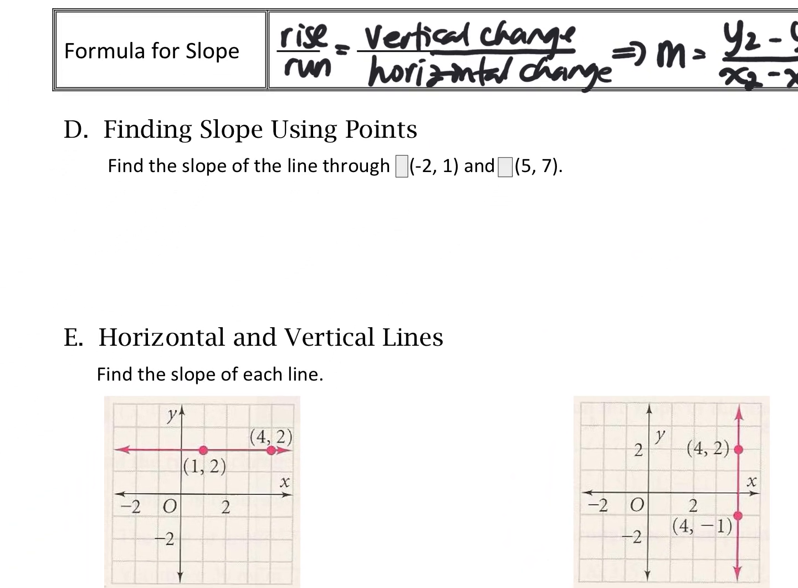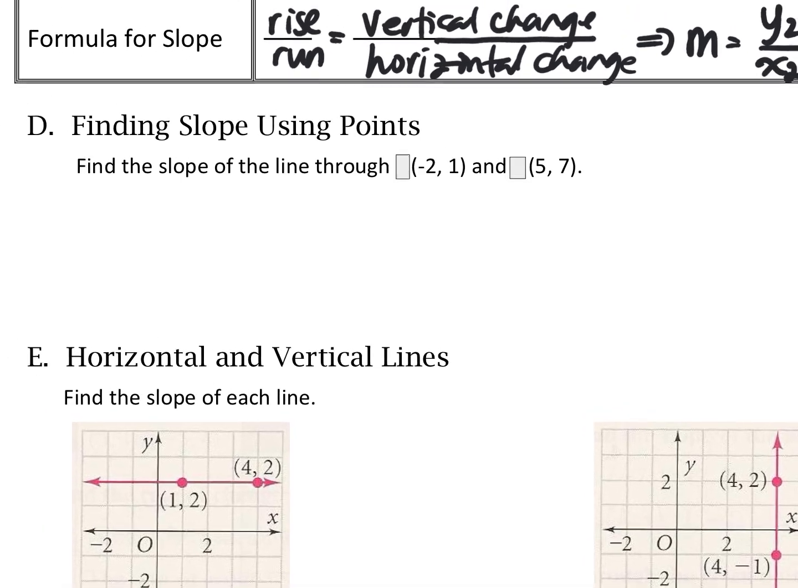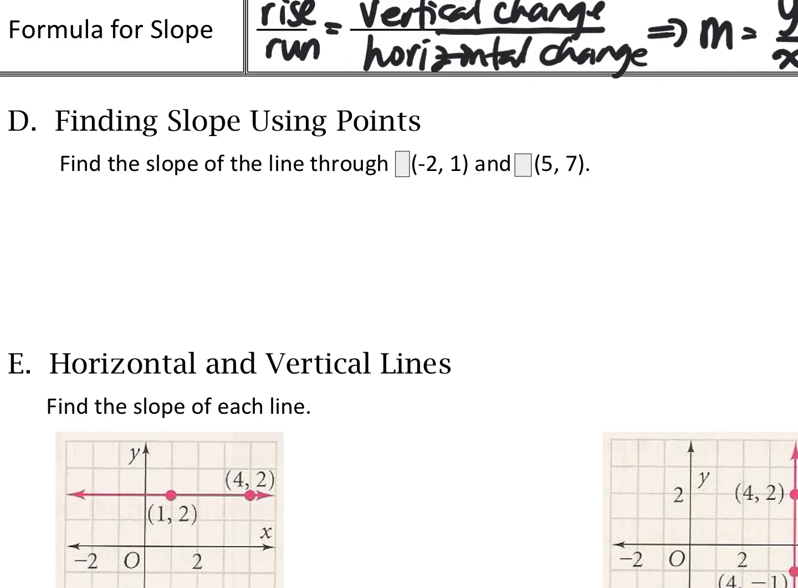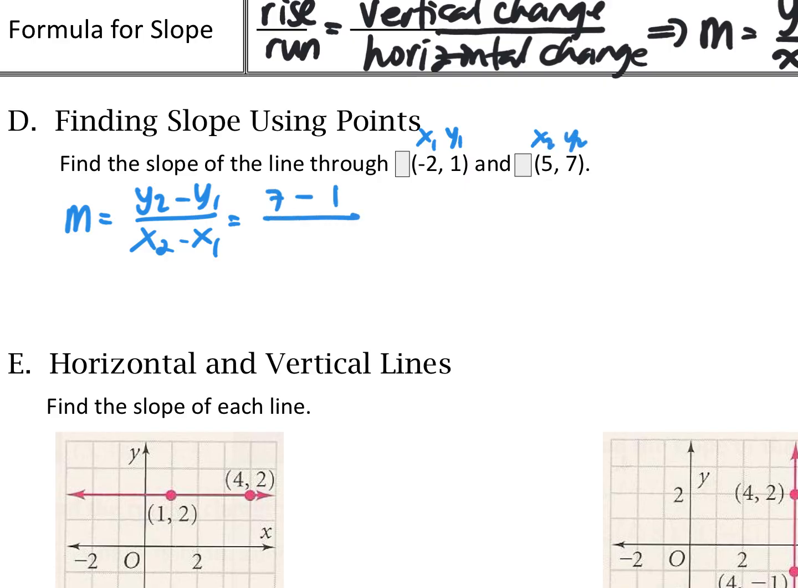Okay, let's go for finding the slopes using 2 points. Here we are going to continue to use our formula. The formula for slope is m equals y2 minus y1 over x2 minus x1. In this case, we have our x1, y1, and this is going to be our x2, y2. Filling in the information gives you 7 minus 1 all over 5 minus negative 2. So this is 6 over 5 plus 2, which is 7. So the slope of these 2 points is 6 over 7.